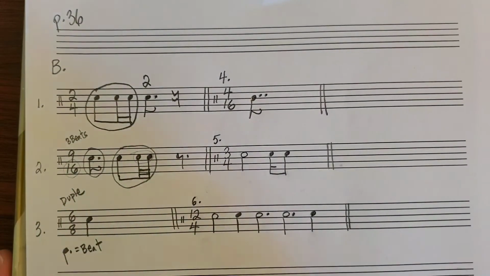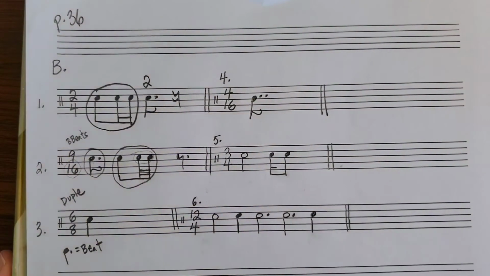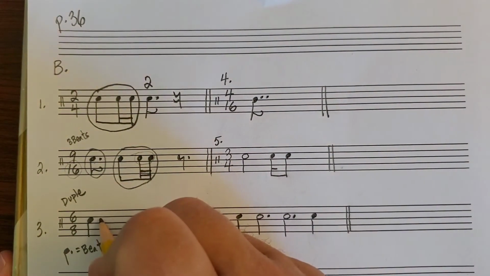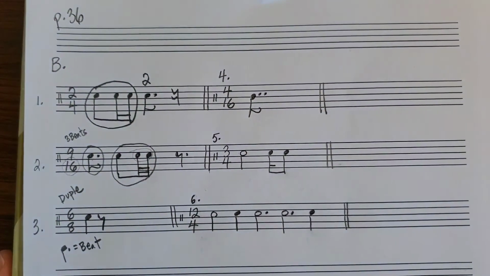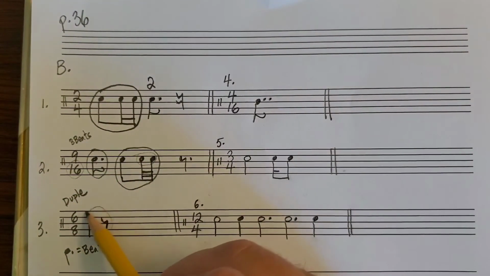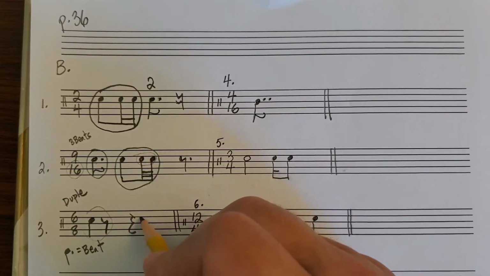Well, if the dotted quarter is the beat, that means that this beat is incomplete. So I'm going to add what's missing. Basically the dot, or an eighth rest in this case. So that's beat 1. And then beat 2 is going to be the dotted quarter.